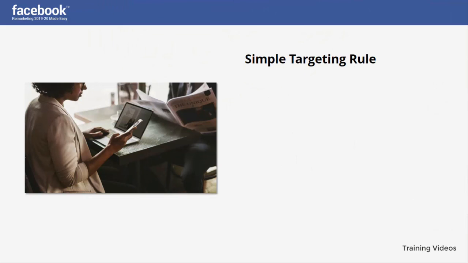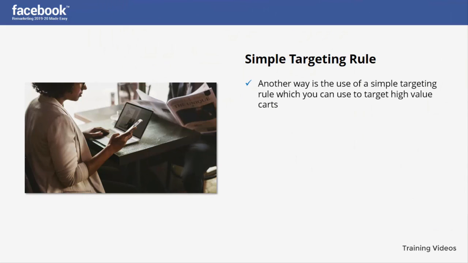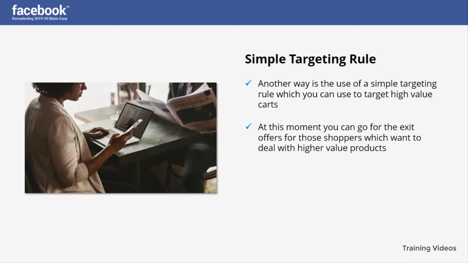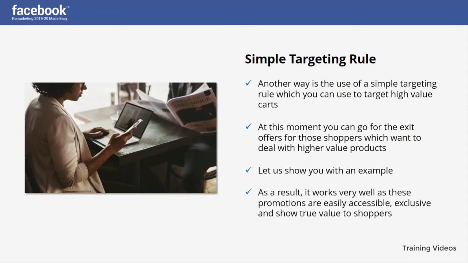Simple targeting rule. Another way is the use of a simple targeting rule, which you can use to target high-value carts. Shoppers who have a certain dollar amount in their cart or a specific item, you can present them offers using the simple targeting rule. At this moment, you can go for the exit offers for those shoppers who want to deal with higher value products. Let us show you with an example. Let's say you usually offer 10% off, but at this time, you will also offer them free shipping because they are a high-value shopper. As a result, it works very well as these promotions are easily accessible, exclusive, and show true value to shoppers.